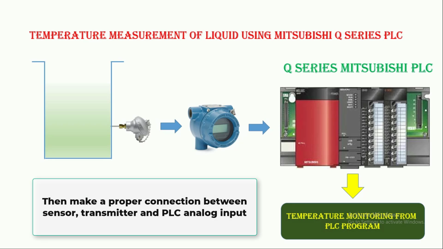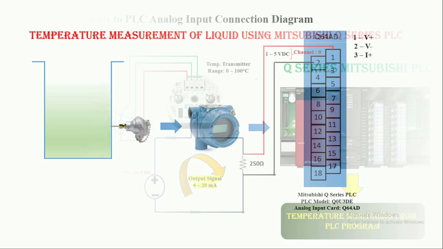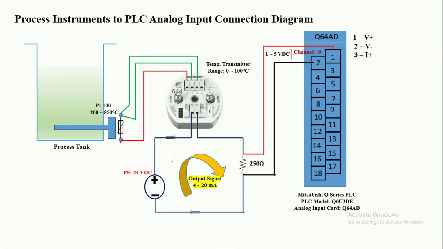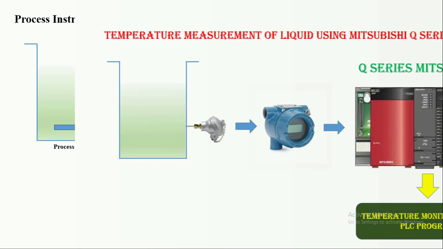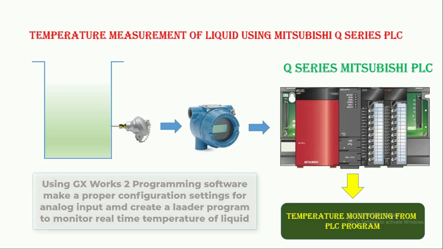Perform a proper hardware connection for analog input with the sensor and transmitter. Hardware arrangement for sensor and transmitter with the PLC analog input has been done according to this circuit diagram. Finally, perform a proper configuration for Q series PLC analog input and make a PLC ladder diagram to find the real temperature value using Mitsubishi PLC programming software GX Works2.